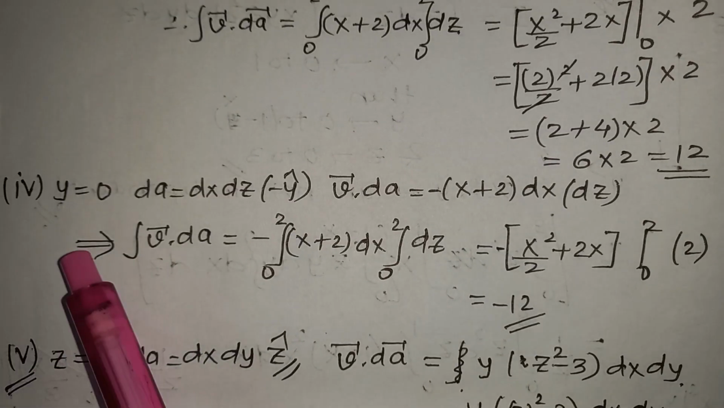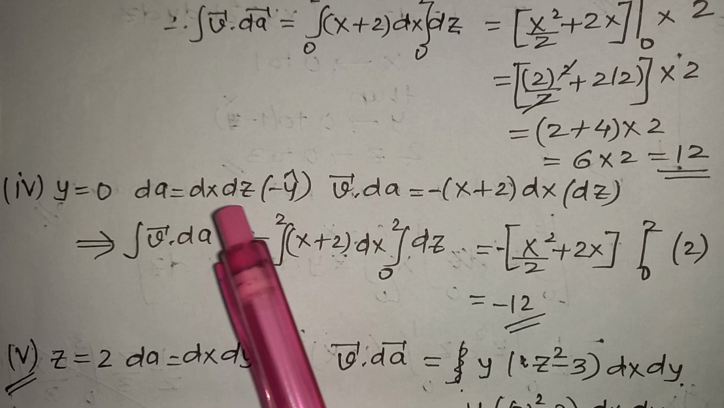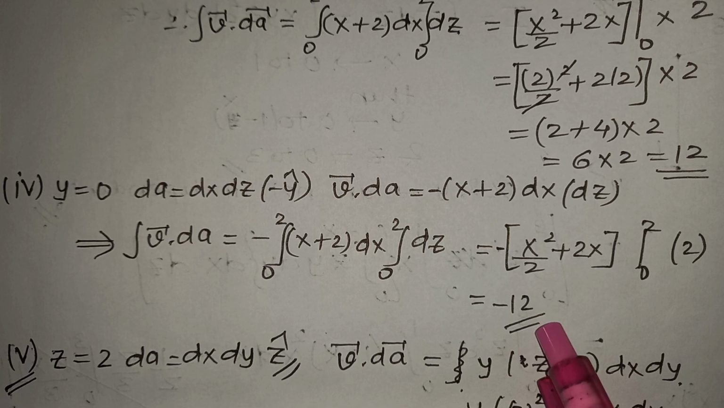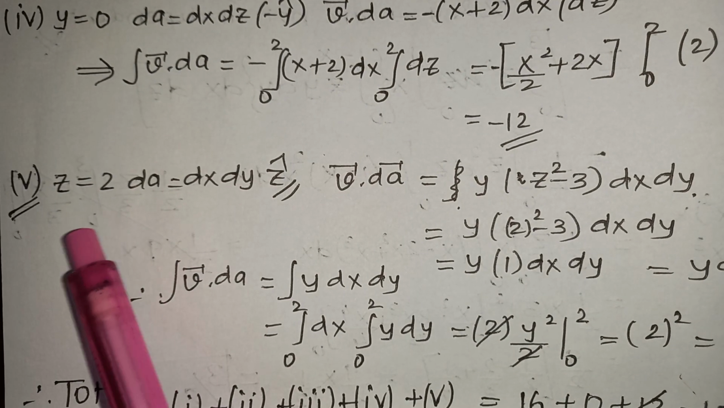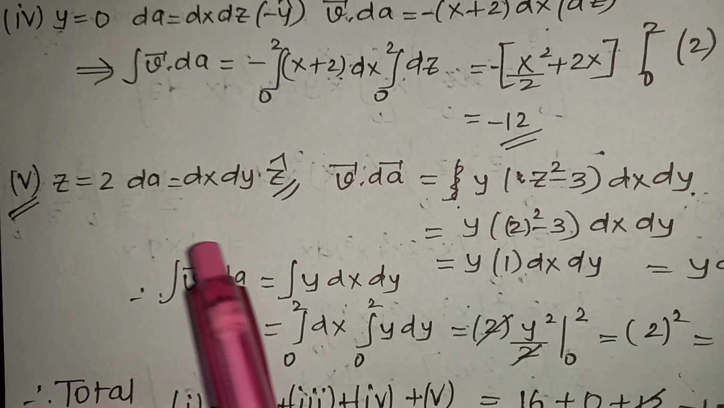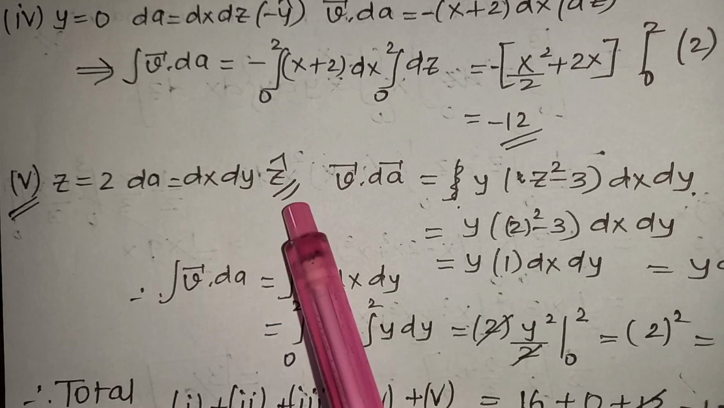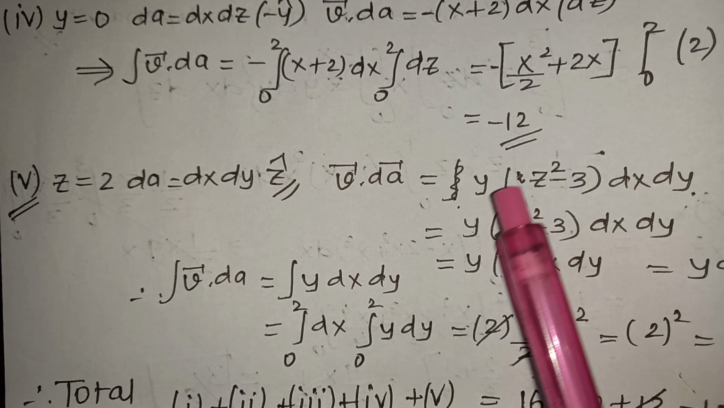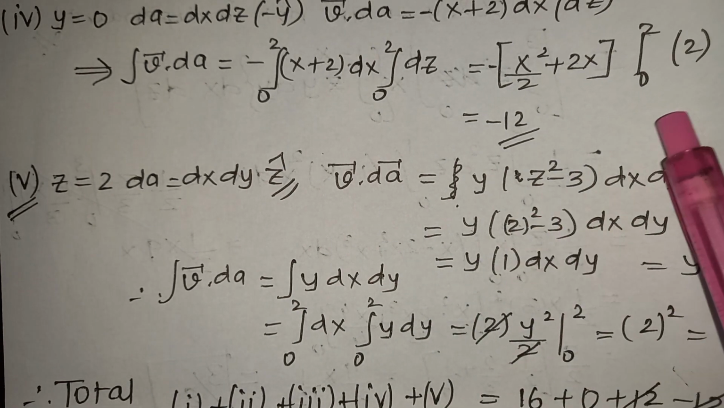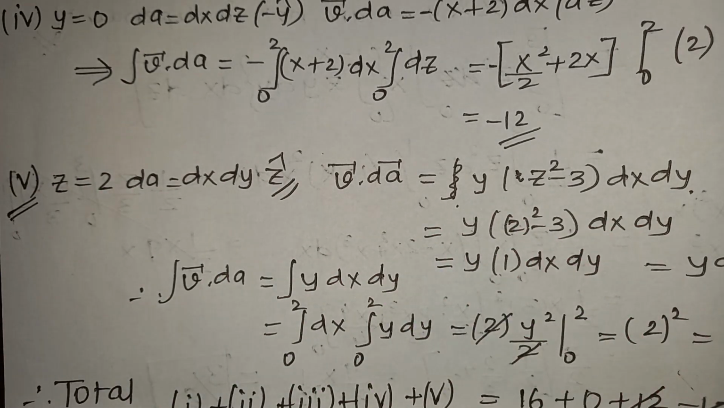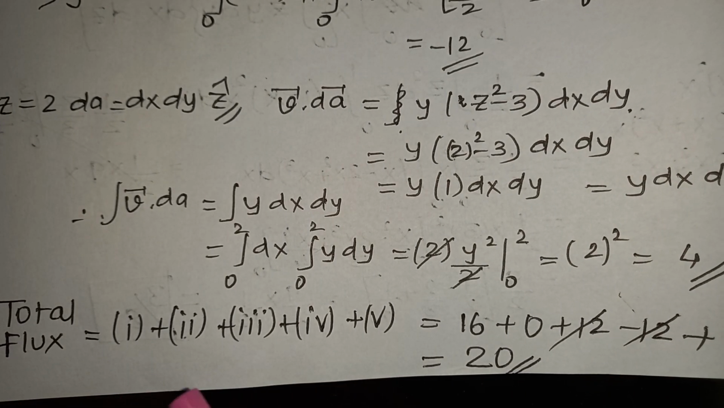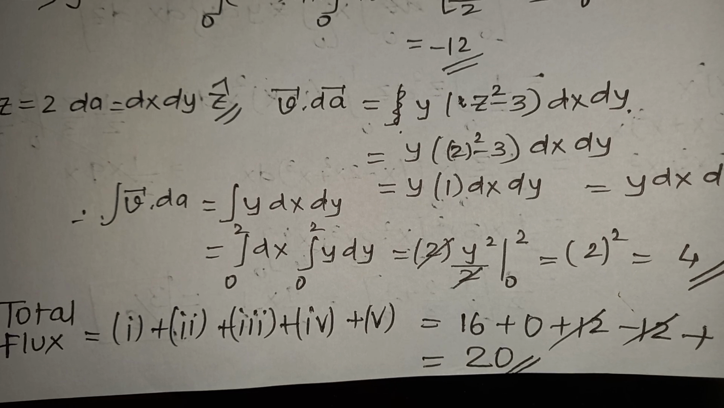For the fourth face we have y equal to 0, so dA is equal to dx dz minus y cap. So v dot dA becomes this, and we solve this integral and get the answer as minus 12. Then for the fifth face, z equal to 2. For this case we have dA equal to dx dy z cap, because the normal vector points in the z direction. So v dot dA becomes yz² minus 3 dx dy, and after solving this we substitute z equal to 2. Then we get the answer as 4, and the total flux becomes 1 plus 2 plus 3 plus 4 plus 5. We are excluding the bottom surface, hence the answer becomes 20.